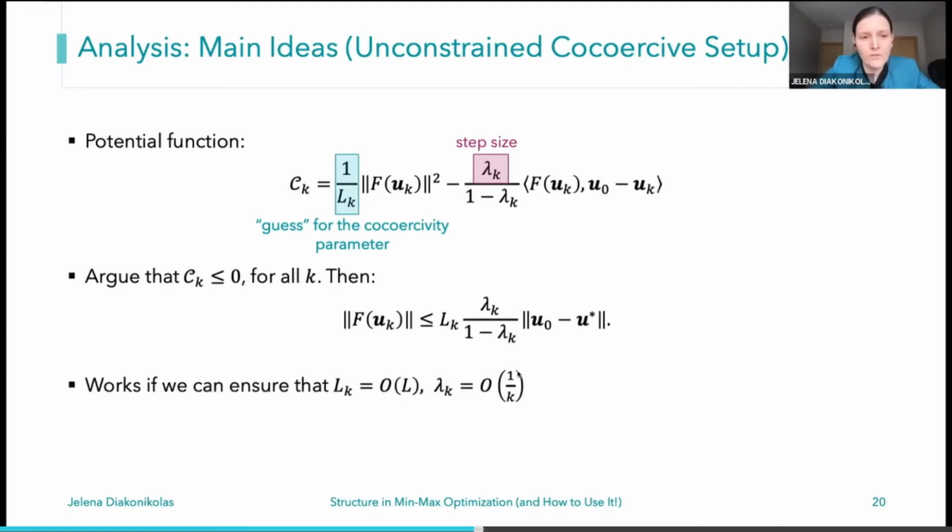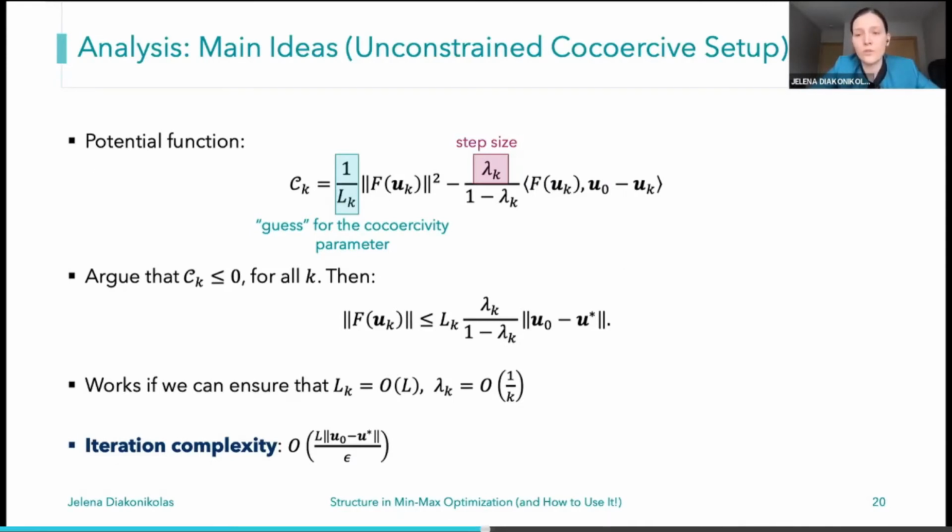And if your estimate was not too off, and this worked for the choice of step sizes of order 1 over k, which is a standard choice of step sizes for Halpern iteration, you get the desired iteration complexity, which is of the order 1 over epsilon, and also turns out to be as good as you can get. Okay, so this is just the unconstrained setup.